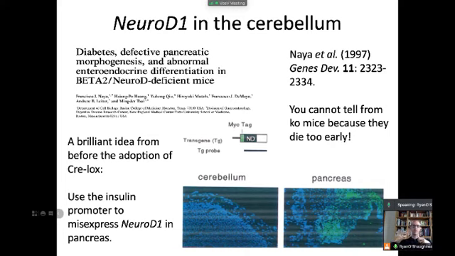And this role in the pancreas and cerebellum was determined in this paper, where if you knock out NeuroD1 in mice, it kills the mice too early. However, if you use the insulin promoter to misexpress NeuroD1 in the pancreas, you can get expression only in the pancreas and not in the cerebellum. So then we can use NeuroD1 to determine its role in these binary cell fate decisions in both the cerebellum and the pancreas.